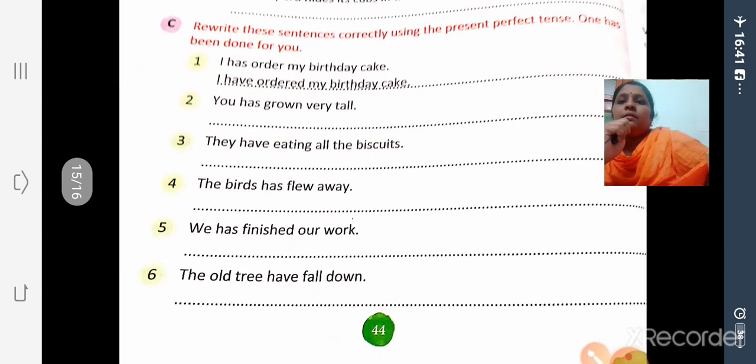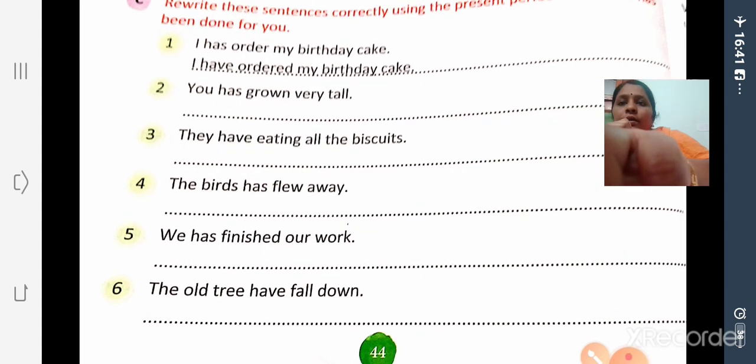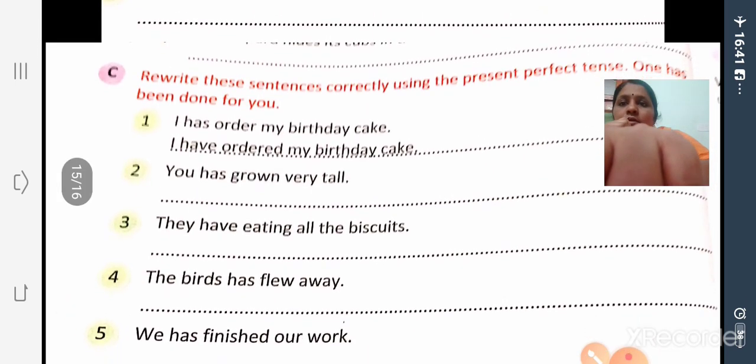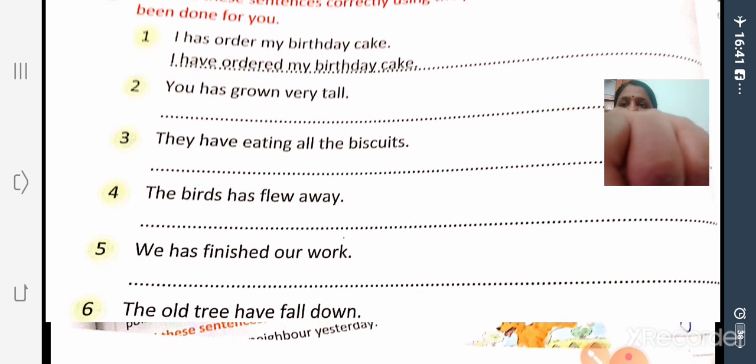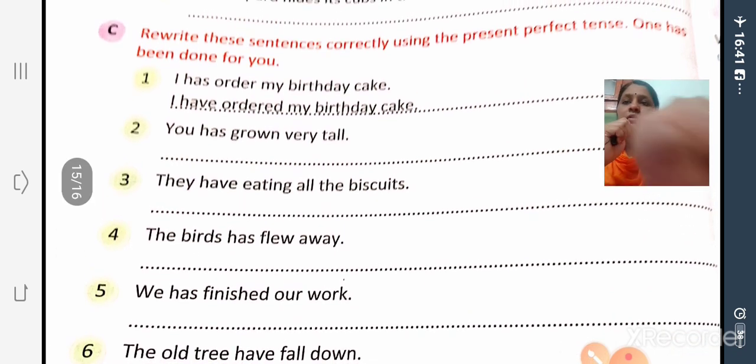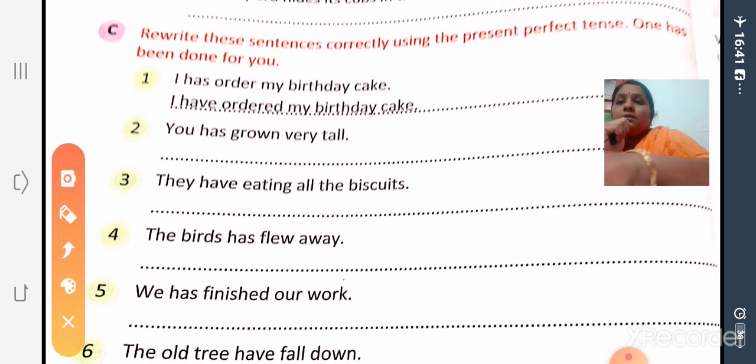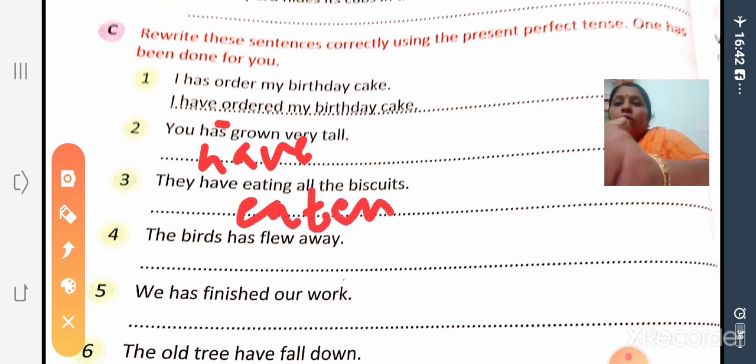Then rewrite these sentences correctly using present perfect tense. So there are some mistakes in the sentence, we have to correct it. I has ordered my birthday cake. I has alla I have ആണ്. You has grown very tall. You has alla you have ആണ്. ഇവിടെയാണ് മിസ്റ്റേക്ക്. They have eating all the biscuits. They have eating alla they have eaten all the biscuits. The birds has flew away.